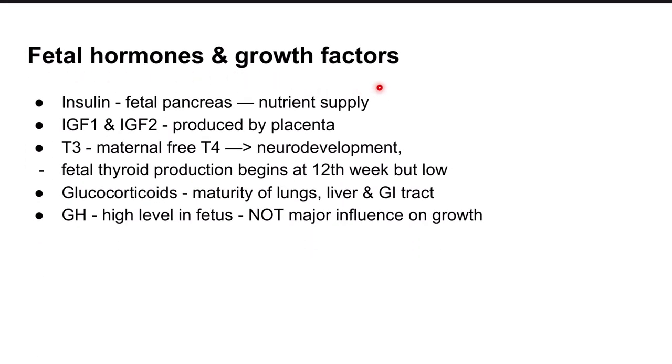Fetal hormones and growth factors. Insulin is produced by fetal pancreas in response to the nutrient supply. IGF-1 and IGF-2 is produced by placenta. Now T3 is converted from the maternal free T4, which is required for neurodevelopment. Even though fetal thyroid production begins at 12th week, it is produced at low levels. That is why maternal free T4 is required. And glucocorticoids are required for maturity of lungs, liver and GI tract. Growth hormone is present in high levels in fetus, but it is not a major influence on growth.